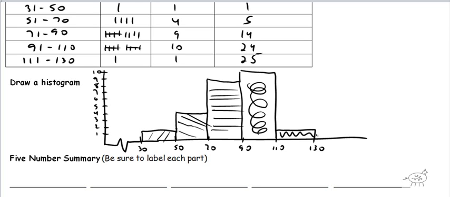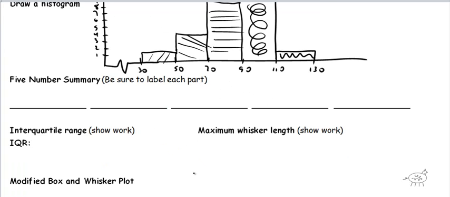Okay? So whatever you want. But anyway, that is a histogram. All right, so let's go back to the 5-number summary now.